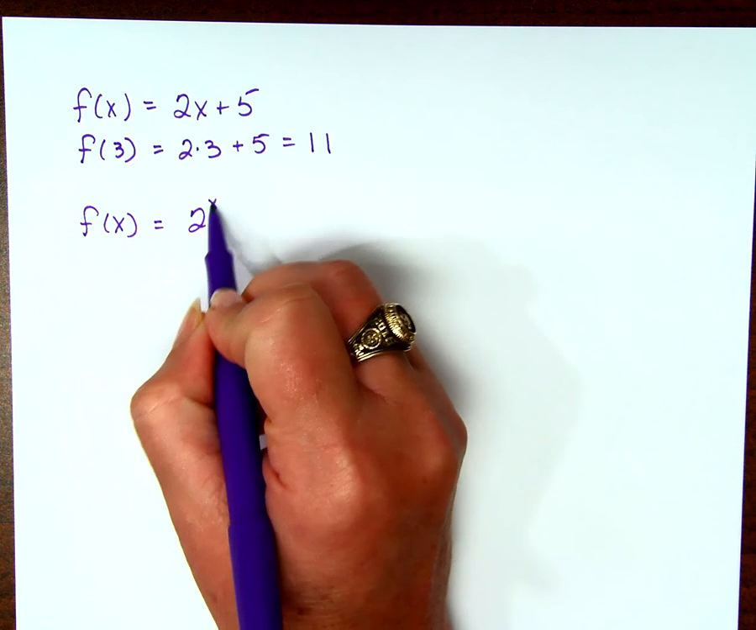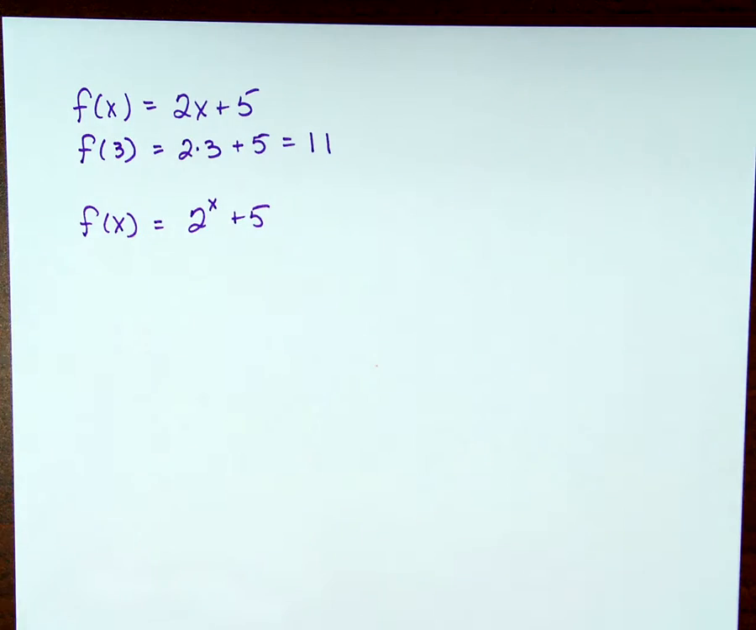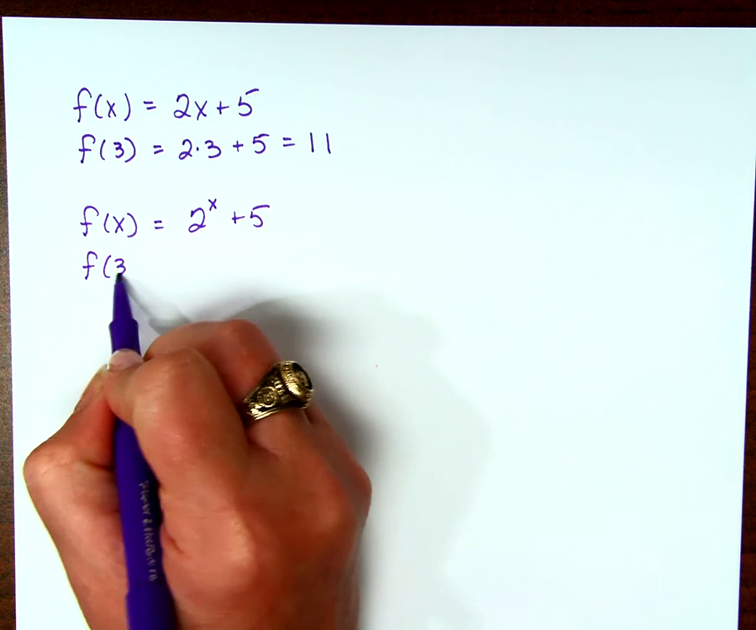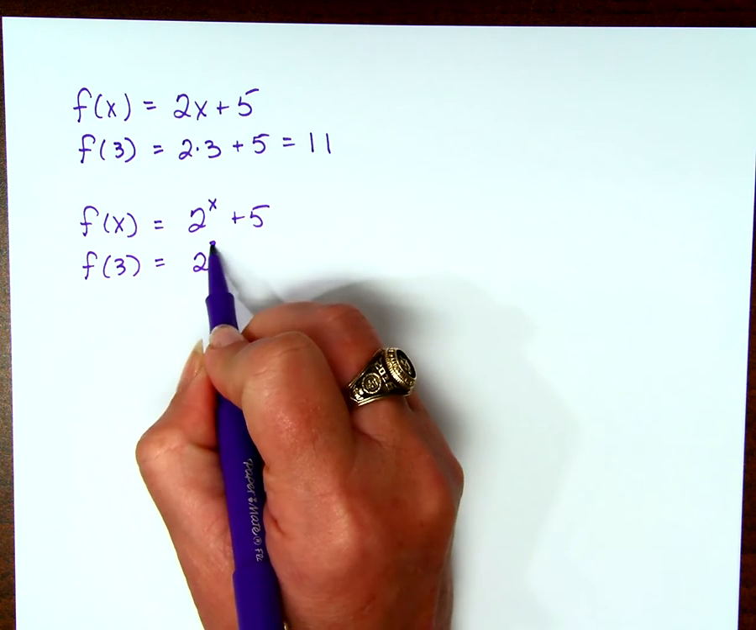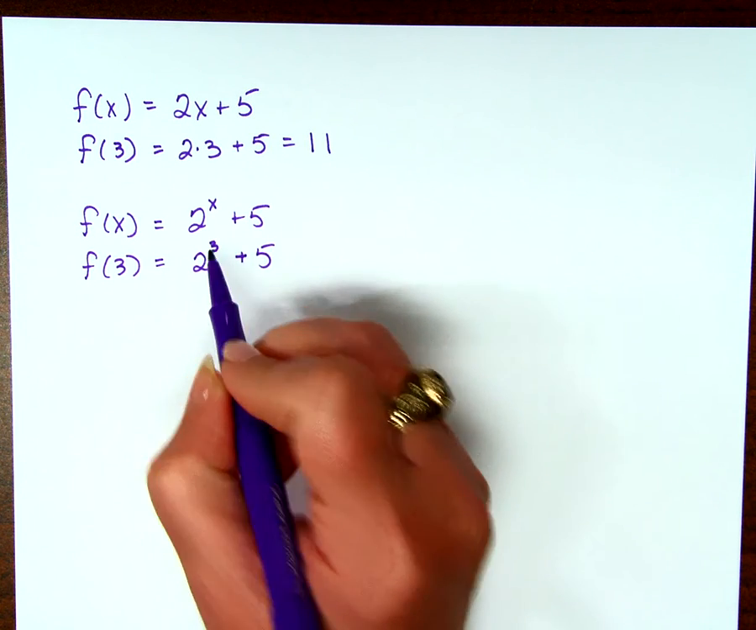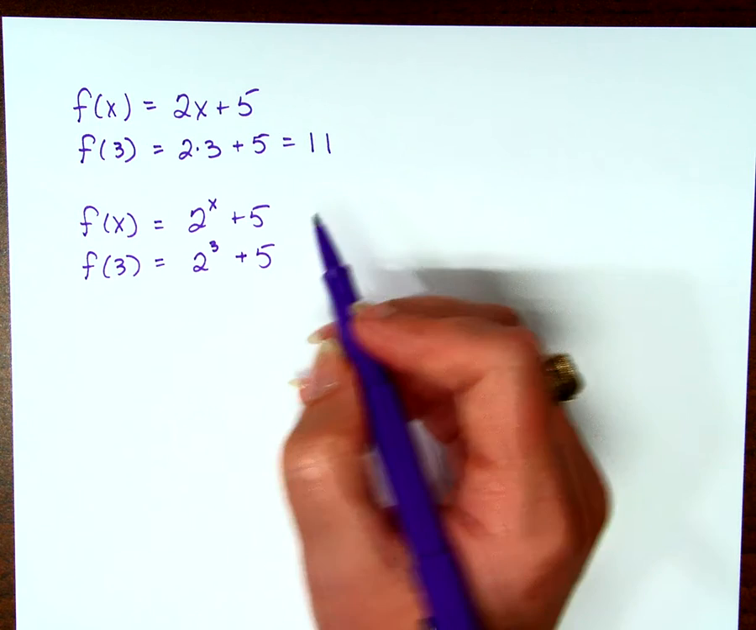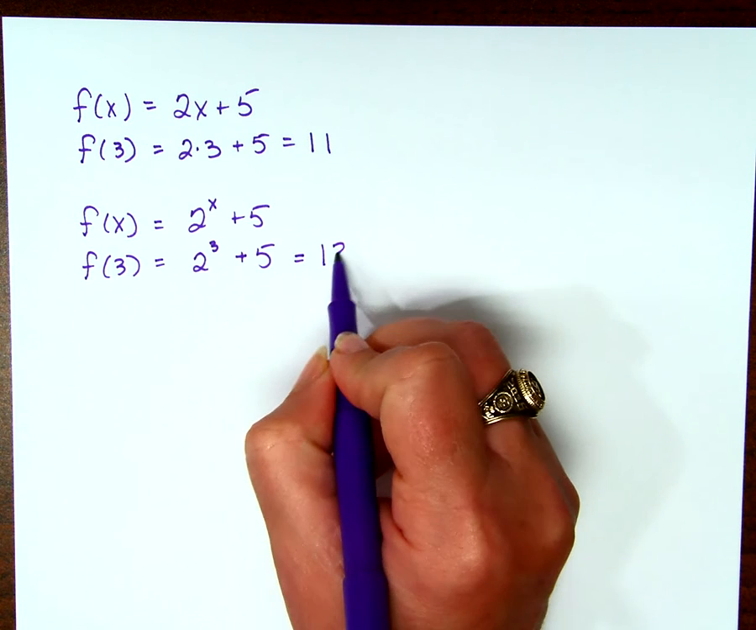So evaluating an exponential function would look like this. f of x equals 2 to the x power plus 5. So again, if I ask for f of 3, I'm just saying 2 to the third power plus 5. Well, 2 to the third power is what? 8, plus 5 is 13.